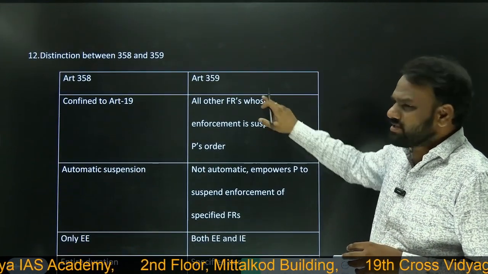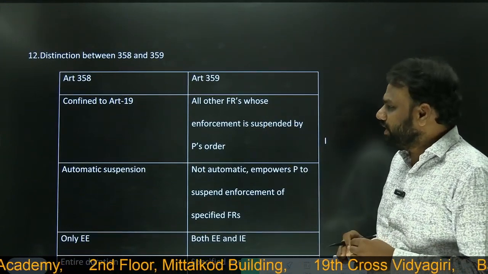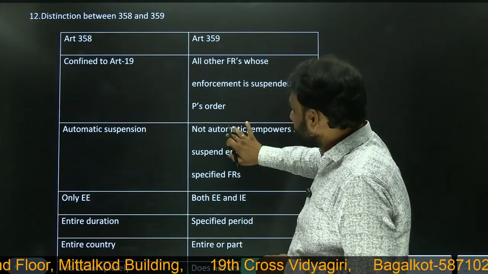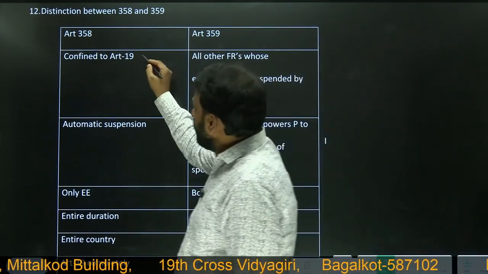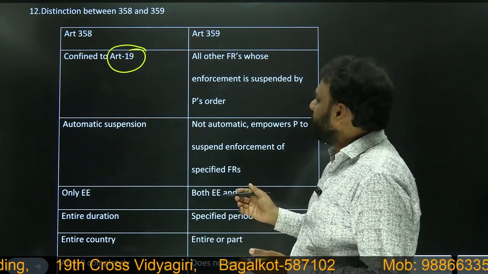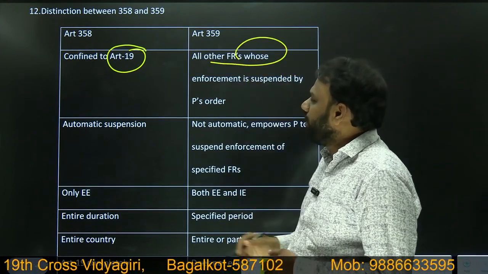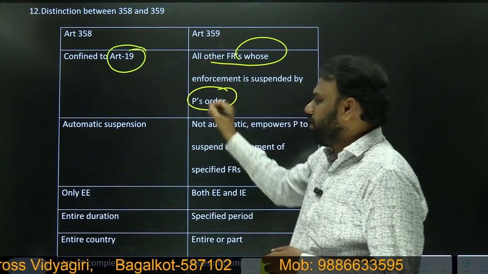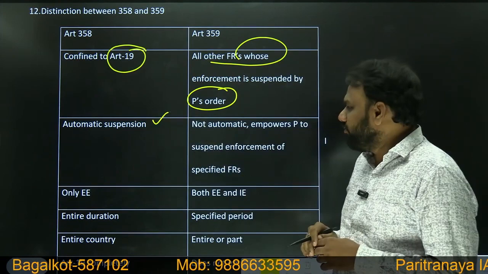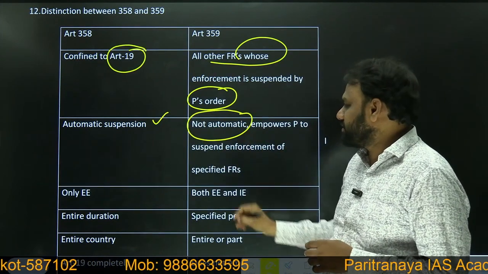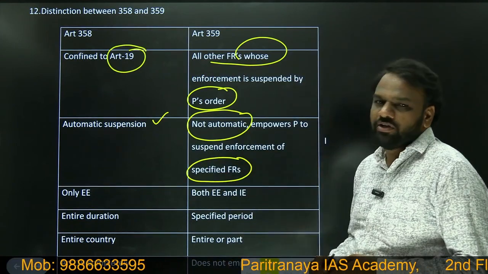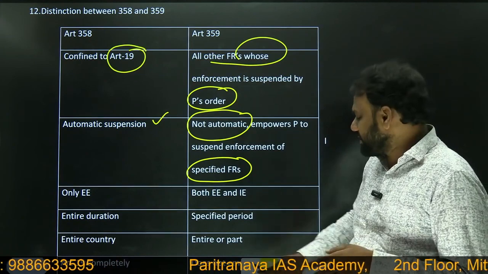Next, we already discussed this, but we shall again revisit it with the help of distinction, or trying to find the differences. So article number 358 is confined to article number 19, suspension of article number 19, whereas article number 359 covers all other fundamental rights which are mentioned in the President's order. Here the suspension of article number 19 is automatic, whereas it is not automatic in the case of other fundamental rights. So the President is empowered to suspend enforcement of specified fundamental rights. He can mention which fundamental rights are suspended.